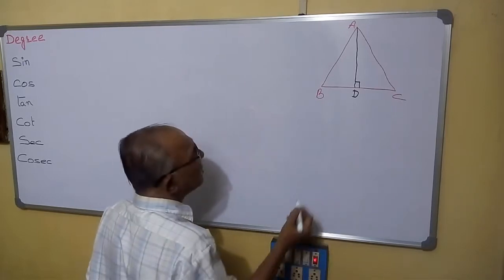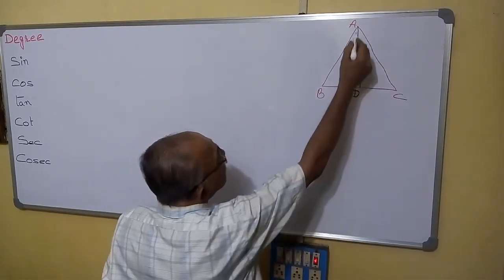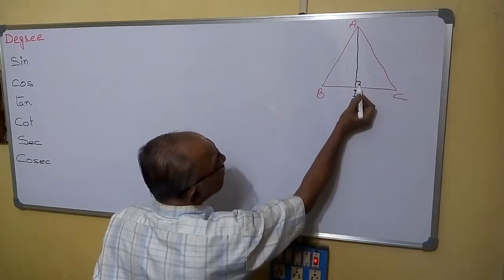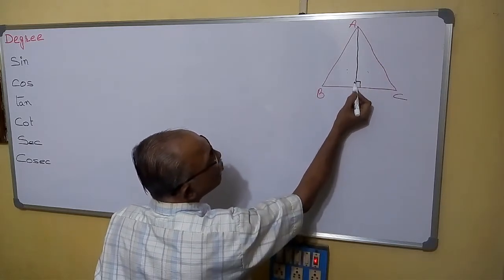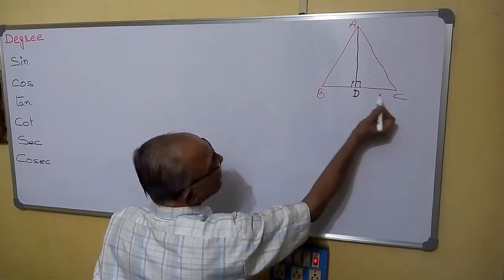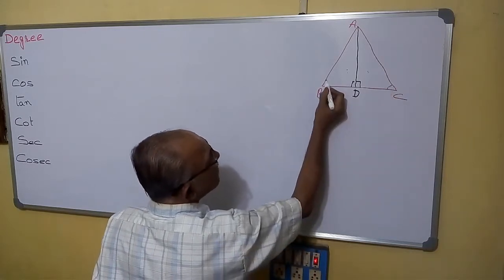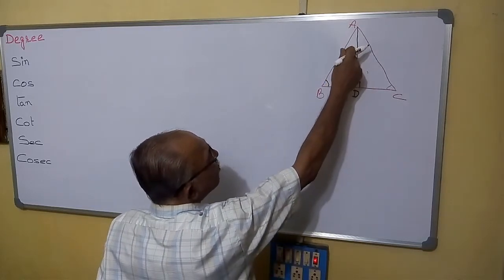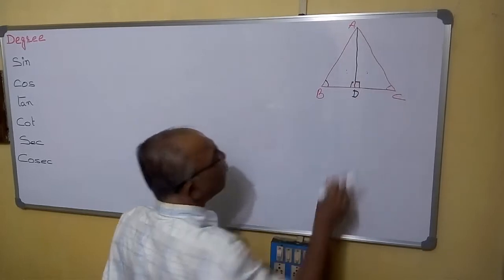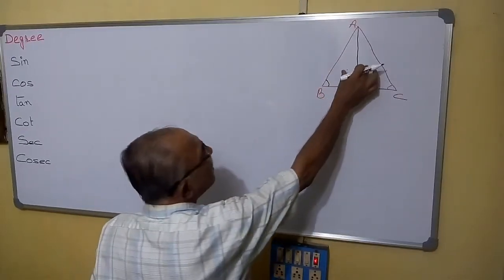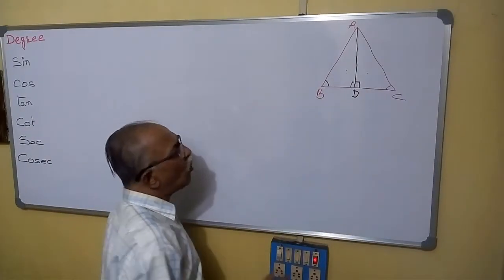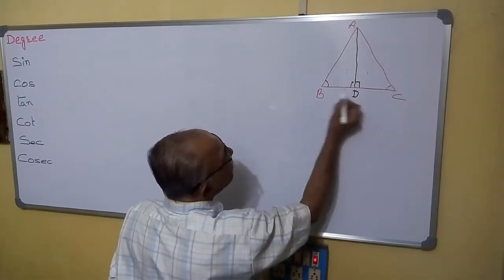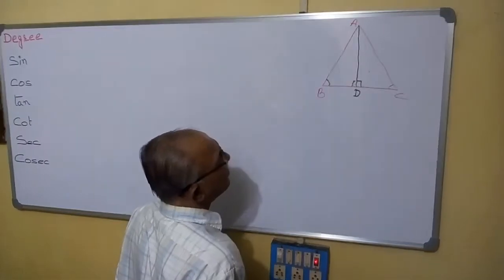Now you know that these two triangles will be congruent. This is 90 degree, this will also be 90 degree. This angle is 60 degree, this angle is 60 degree. These sides are common, and the hypotenuse is also equal. So we can say these two triangles are congruent. Hence BD will be equal to DC.